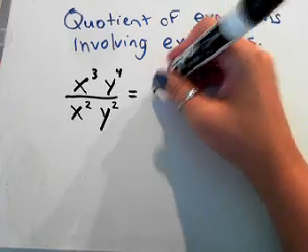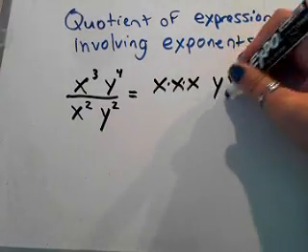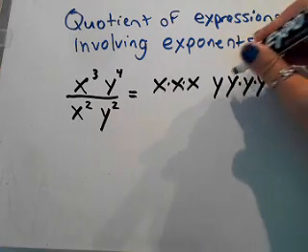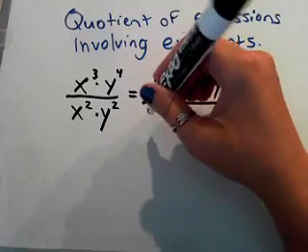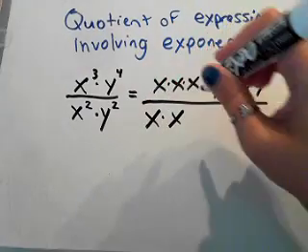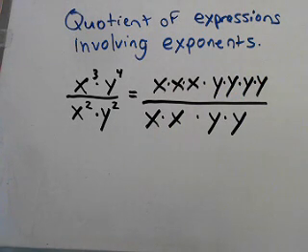So x to the third means x times x times x. Y to the fourth means y times y times y times y, 4 times, right? And these two things were multiplied by each other. And on the bottom, there's two x's multiplied by each other, and it looks like two y's multiplied by each other. So you end up subtracting the exponents, but why is that the case?